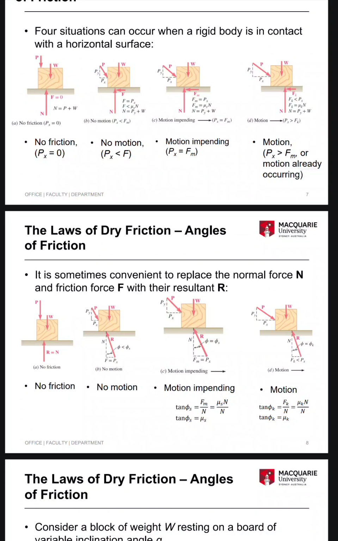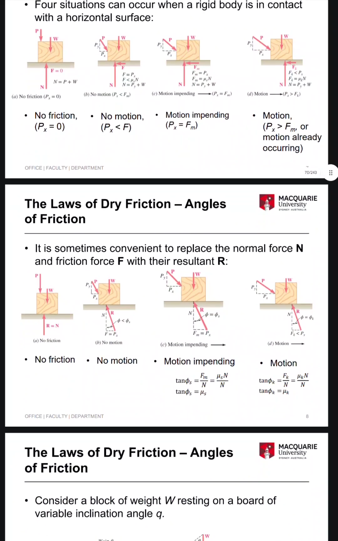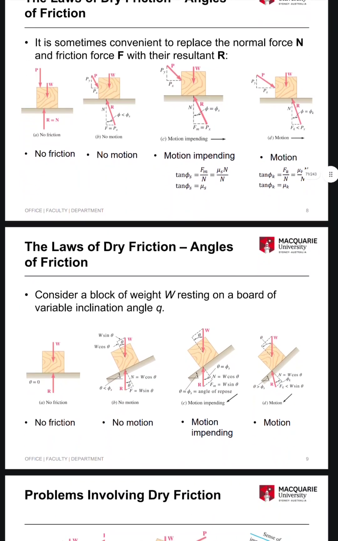The laws of dry friction, angles of friction. It is sometimes convenient to replace the normal force N and friction force F with the resultant R. No friction, no motion, motion impending, motion. When motion is impending, tan phi s equals Fm by N equals mu s N by N, so tan phi s equals mu s. And in motion, tan phi k equals Fk by N equals mu k N by N equals mu k.